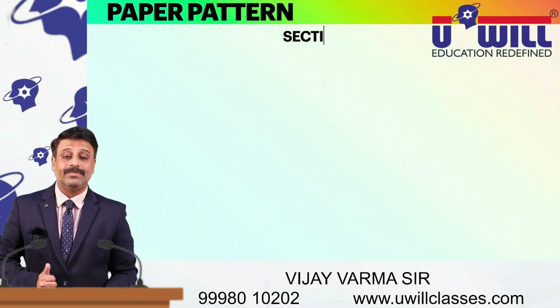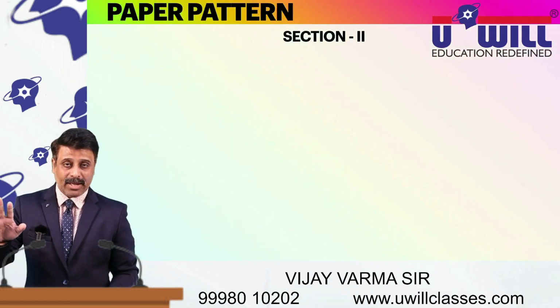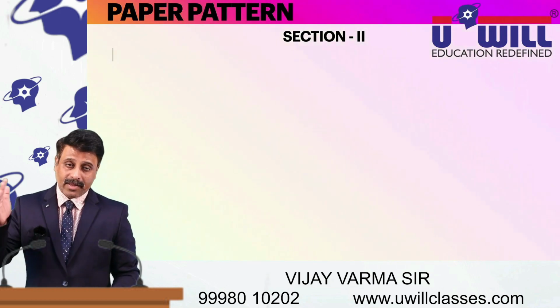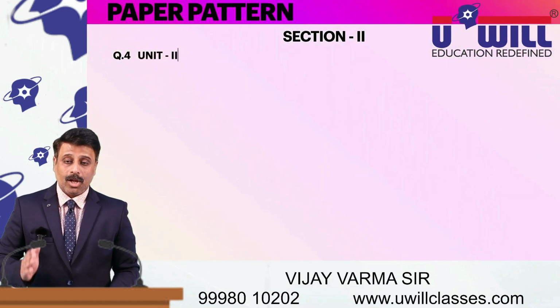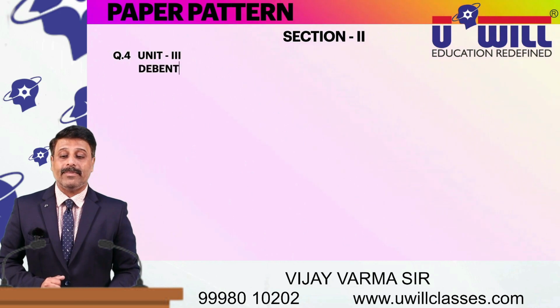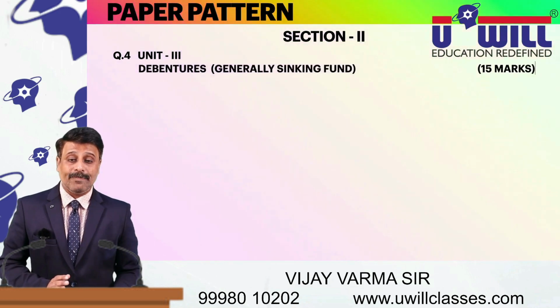Going further, section 2. So section 1 is done, 40 marks. Now section 2 is of 30 marks, which is from unit 3 and 4. Question 4 will be from unit 3. Now what will come from unit 3?